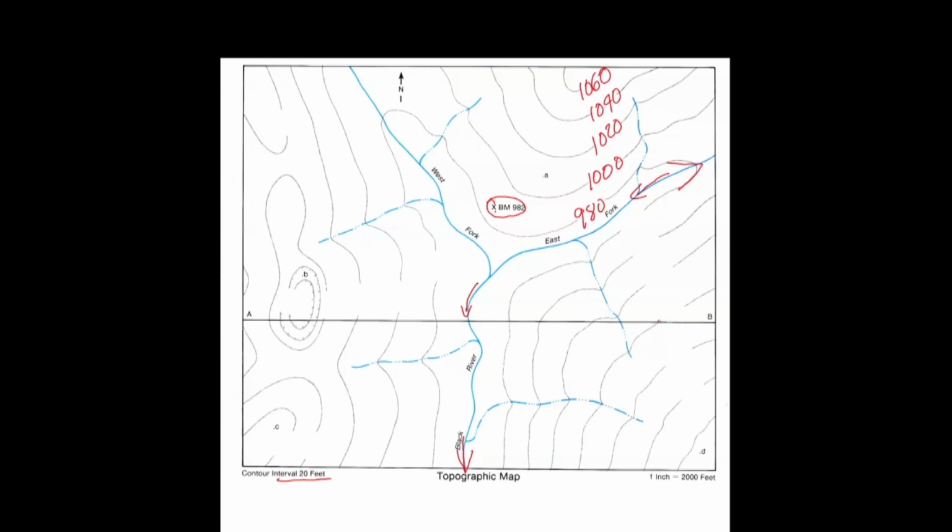Now, check out this line. It's a 980-foot line. It crosses the creek and then swings right back around. So this is also the 980-foot line. And as we move again away from the creek, we've got to increase in elevation in increments of 20, because that is a contour interval.